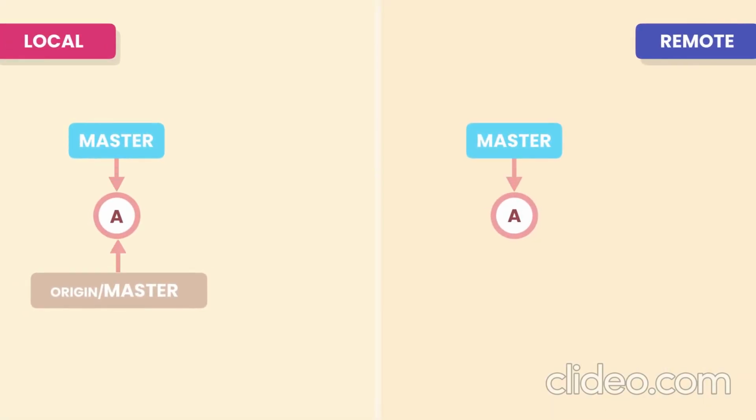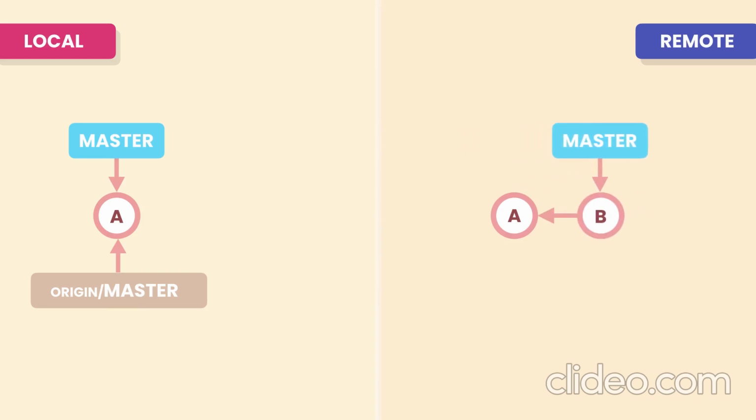So here's the current situation. On the left side, we have our local repository. And on the right side, we have our remote repository, which is the repository hosted by GitHub in the cloud. Now, one thing you need to understand here is that our local repository is not connected to the remote repository. So if you have a new commit in our remote repository, our local repository will not be aware of that.